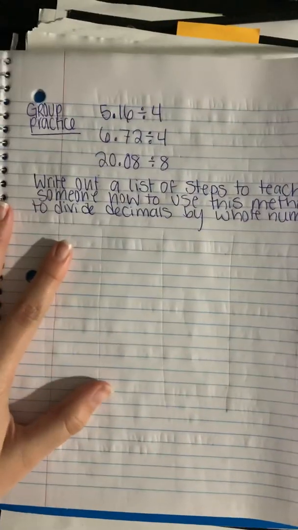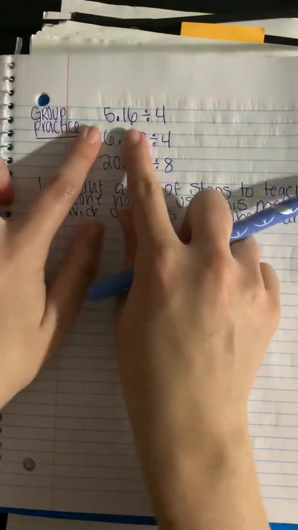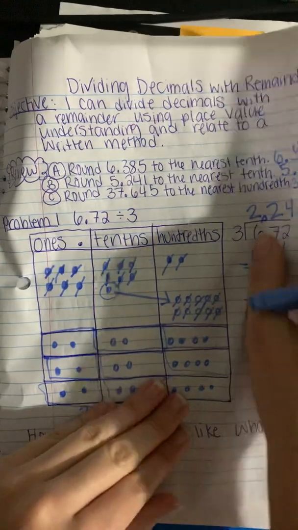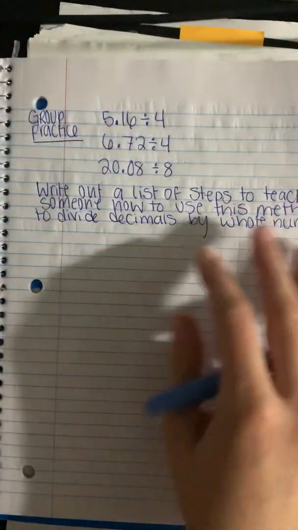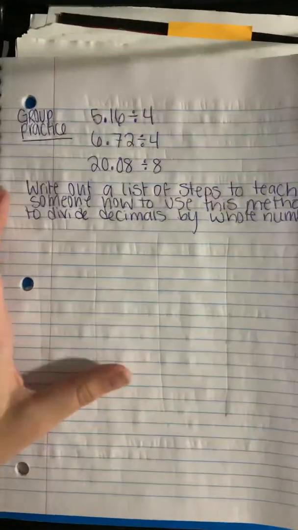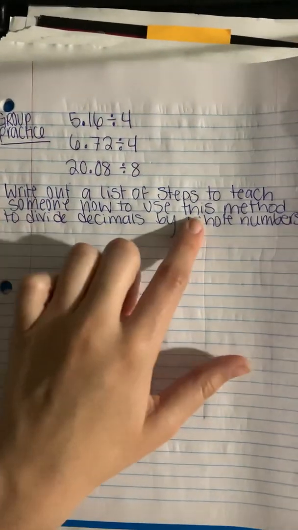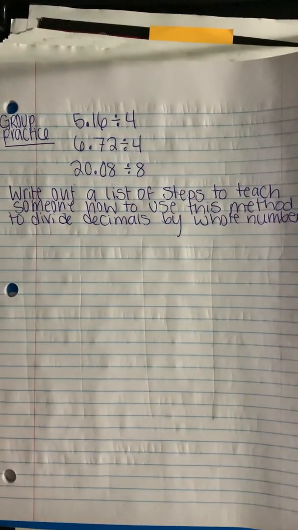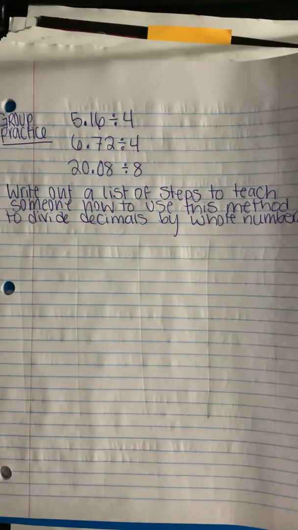For the next part, you're actually going to be doing some group practice. So I wrote 3 problems here for you to do with your group. You can use a place value chart like this. You can draw it, or you can get a plastic one and use an Expo marker on it. And then after you solve those 3 problems with your team, I want you to write out a list of steps to teach someone how to use this method. If you were dividing decimals by whole numbers, write out a list of steps.